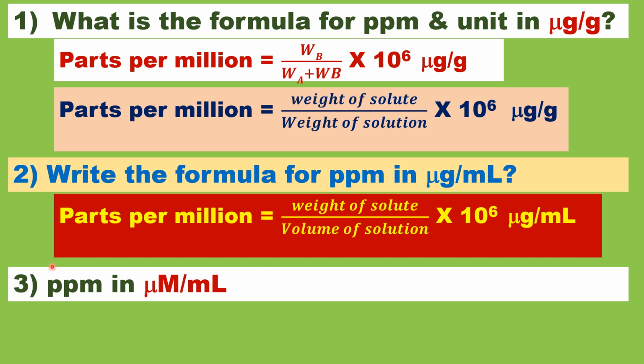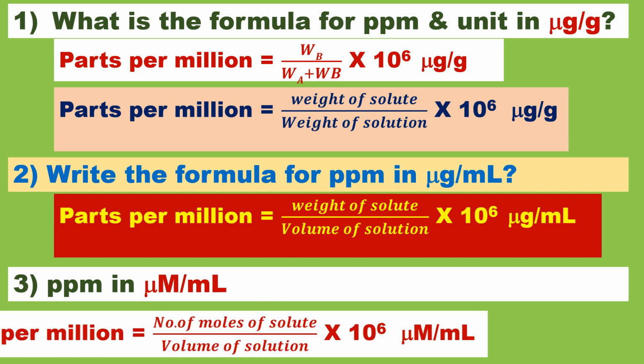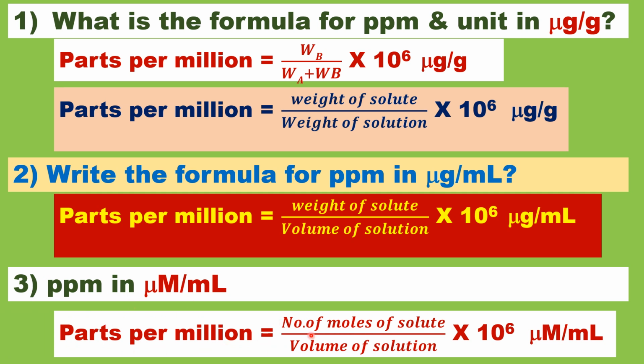Next, what is the formula of ppm in micromole per ml? In chemistry, we always use moles. So how is it found out? By using this formula. What is the formula? Parts per million is equal to number of moles of solute, instead of weight of solute, number of moles of solute divided by the volume of the solution into 10 power 6 micromole per ml.